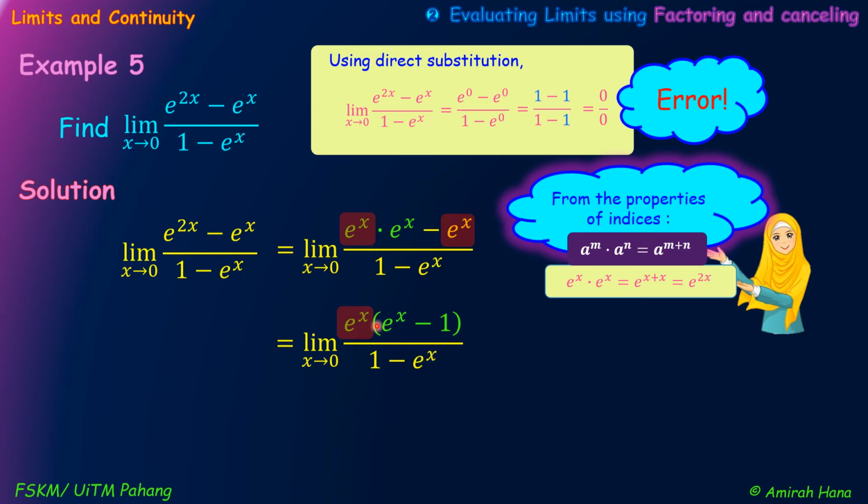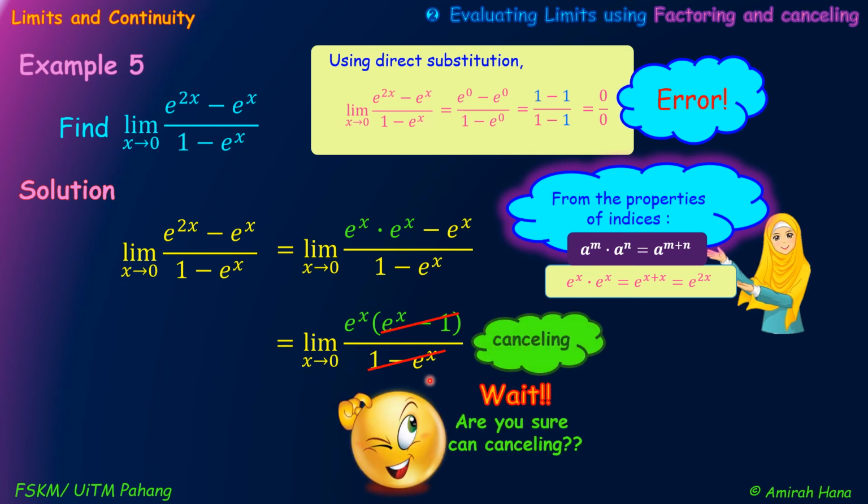e to the power of x times e to the power of x equals e to the power of 2x. And then e to the power of x times negative 1 equals negative e to the power of x. We get back the given function here. Then we can cancel, okay? Wait! Are you sure we can cancel?